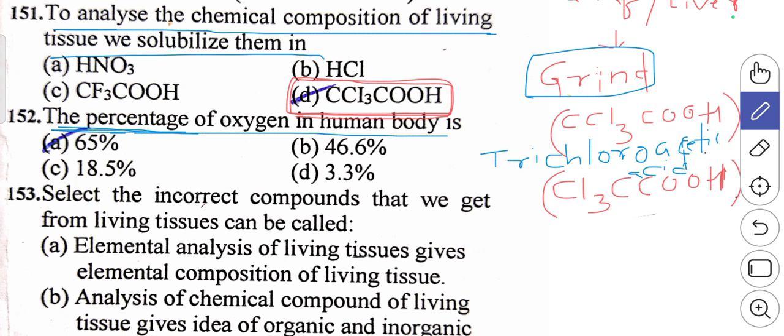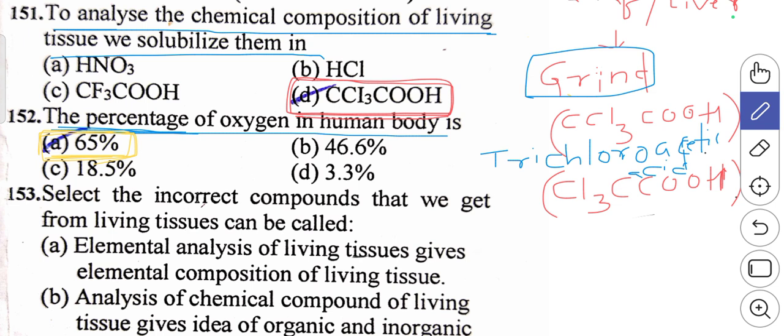So here for this question they have given the percentage of oxygen. You need to know that the oxygen present in a living organism will be 65%. So it is 65%, as they have given in a tabular column in the textbook. You should know the number or the percentage. So we'll go with the next one.